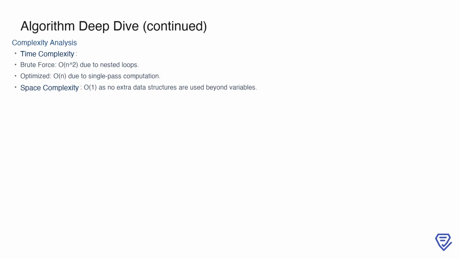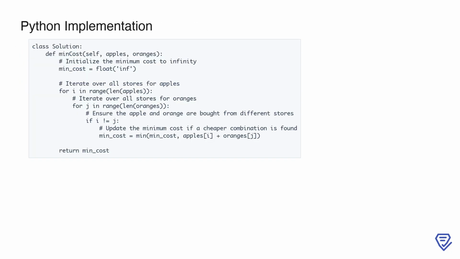This code solves the problem of finding the minimum cost of buying one apple and one orange from different stores. The function min_cost takes two lists as inputs: apples for the cost of apples in different stores and oranges for the cost of oranges in different stores. First, we initialize min_cost to infinity, which will keep track of the minimum cost found so far. We then iterate over all combinations of stores using two nested loops. The outer loop iterates through the apples list, representing the costs of apples in each store, and the inner loop iterates through the oranges list, representing the costs of oranges in each store.